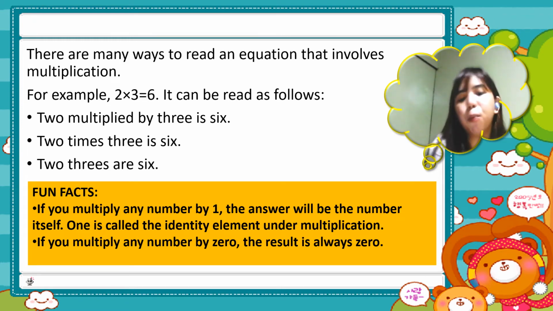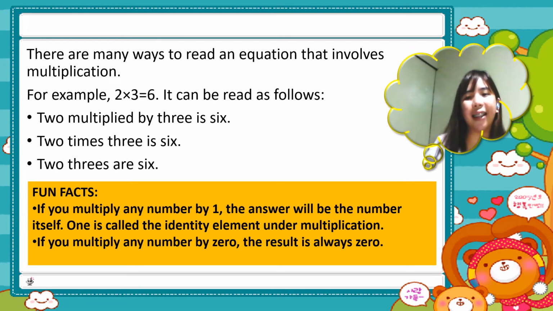Another one is if you multiply any number by 0, the result is always 0. What do we mean by that? So, 0 times 5 equals 0. 0 times 10 equals 0. 0 times 1 million equals 0. So, no matter ano pa na daw siya kadako, ang i-multiply mo kay 0, the answer will always be 0.